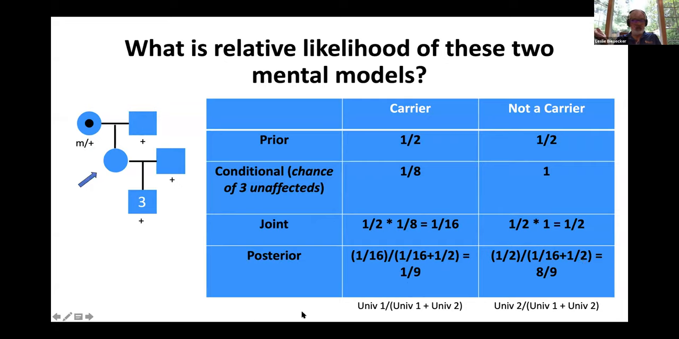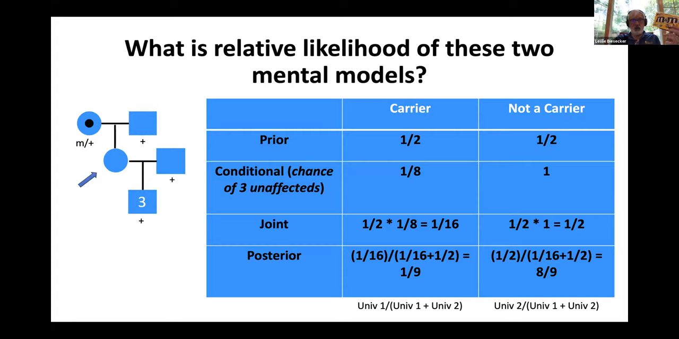So Jenny's instinct that it's decreased is mathematically proven to be the case. It's gone from 1/2 to 1 out of 9 because of the evidence that has accumulated related to her being a carrier or not, because it's more likely she's not a carrier if she's having multiple unaffected boys. And what you might notice is that this problem is exactly the same as this problem.